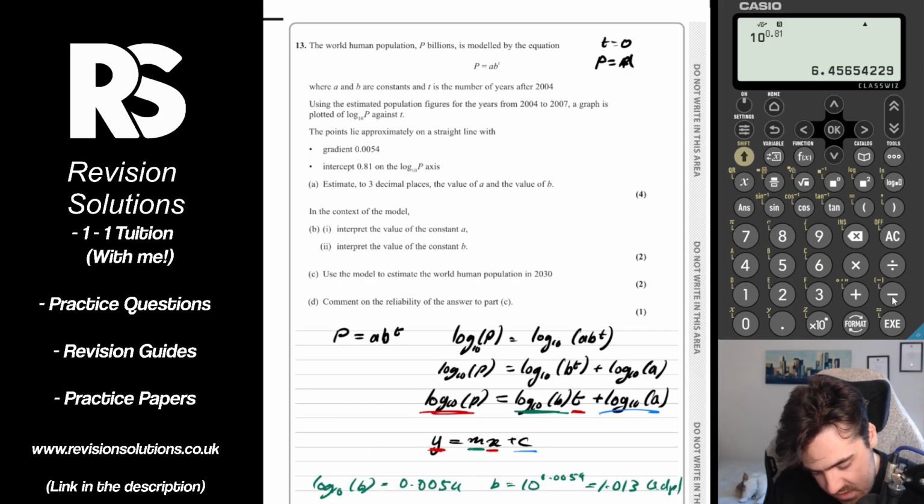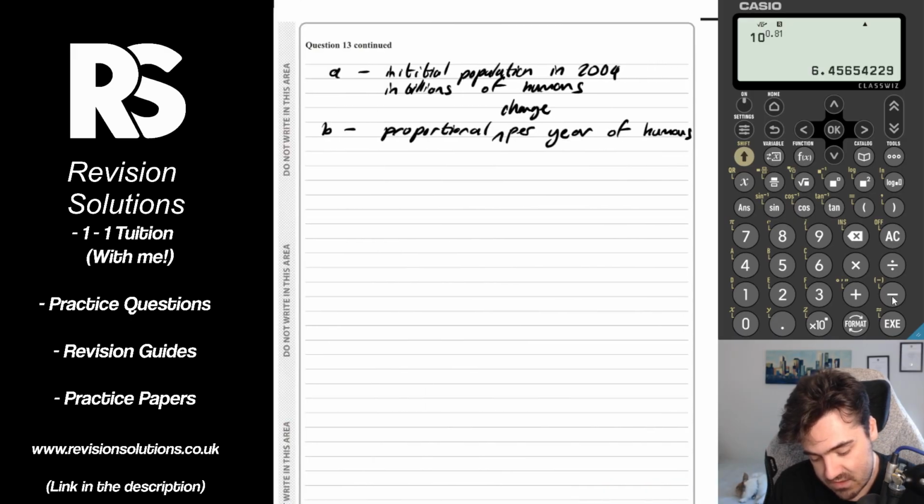Then it says use the model to estimate the world human population in 2030. So we're starting in 2004. So t equals 0 is 2004. So let's just be careful. I need to add on 26, don't I, to get from 2004 to 2030. So if t equals 0 is just 2004, and we add on the 26 to get to the beginning of 2030, does it say that? It just says in 2030, yeah. So that would be when t equals 26.